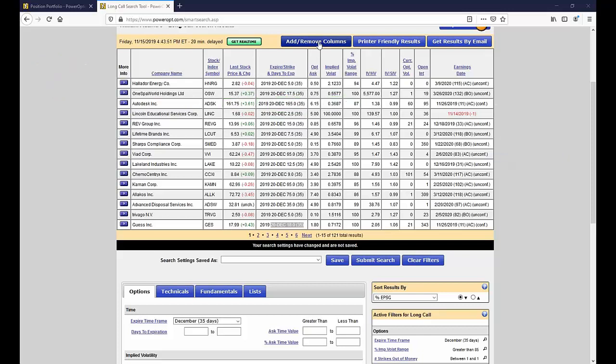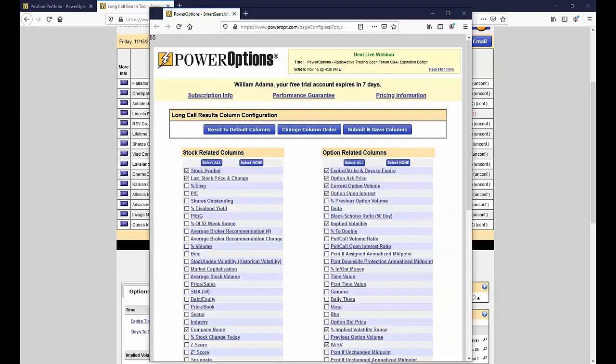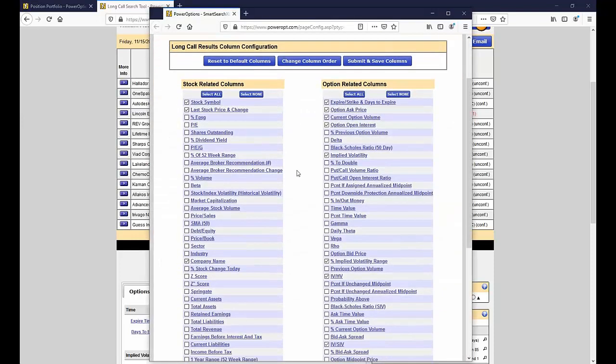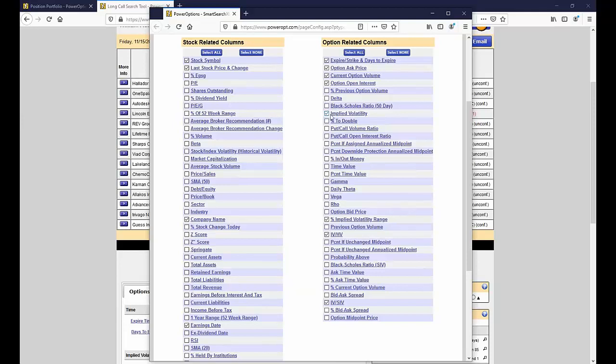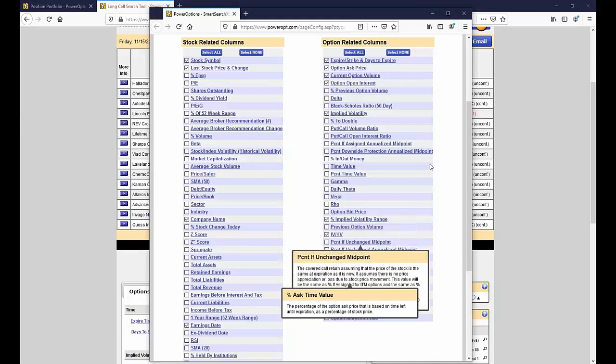Okay, so to clear things up, what am I going to do? I'm going to go to Add to Remove Columns. Anything I can search by in any of these strategies in the parameter field, I can view as a column, plus additional ones as well. I want to go to the Options column. I've got my implied volatility already set. I've got the percent IV range already set. Oh, sorry, folks, the IV over HV.